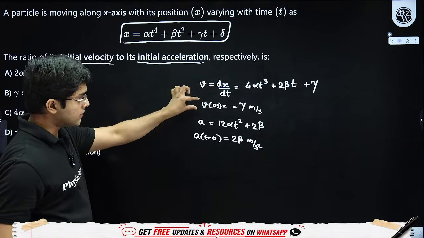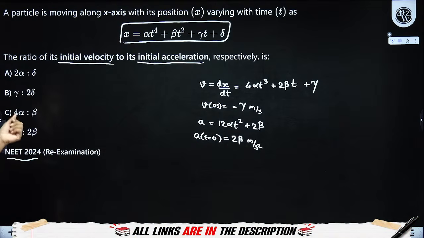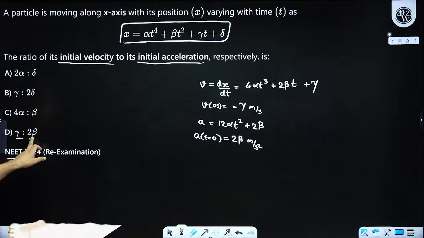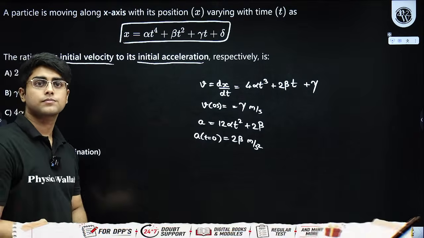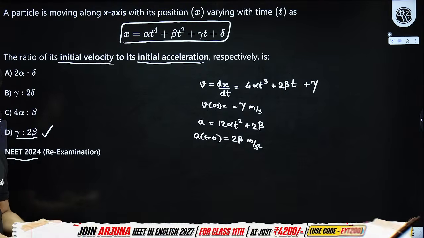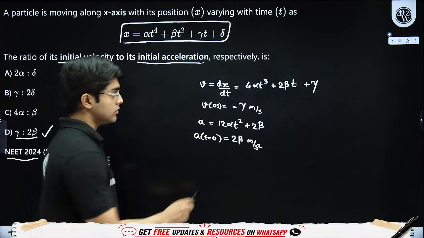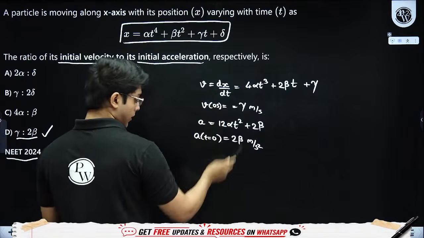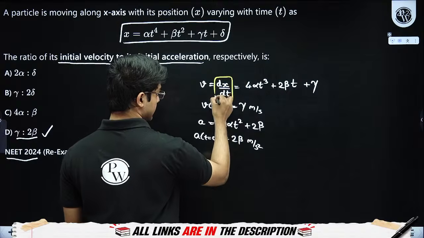So, they want this divided by this, which is gamma divided by 2 beta. So, the ratio is gamma is to 2 beta, D option. D option will be the answer. Yes, D will be the answer. So here you had to use pure calculus. If you know how to differentiate, then this is easy.